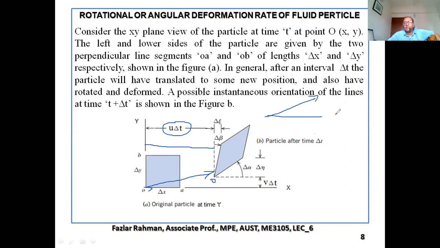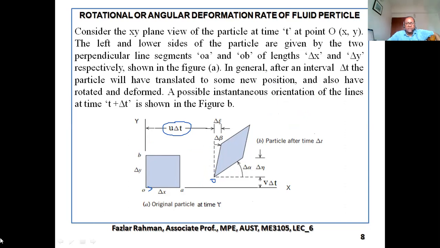But since it goes like that, it has some velocity component along the x-axis and also along the y-axis. So how much distance does it travel along the y-axis? You can easily figure out: velocity along the y direction into time.